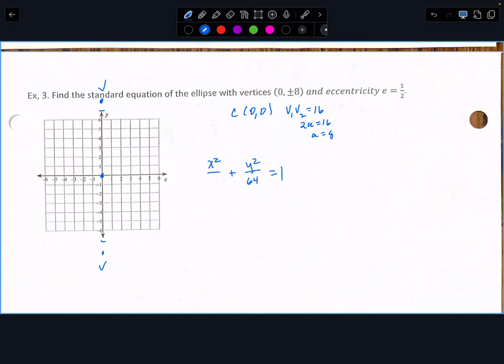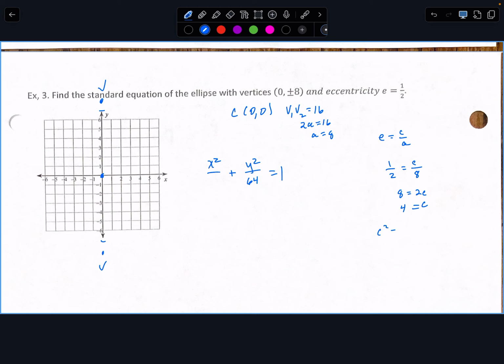And then they give you eccentricity, and e is c over a. 1 over 2 is c over a, and I know a is 8. And this is what I'm saying: when you see eccentricity, don't assume the numerator is c and the denominator is a. It's a ratio. And c has to be 4 for it to be a 1/2, right? Solve it, cross multiply. c is 4.